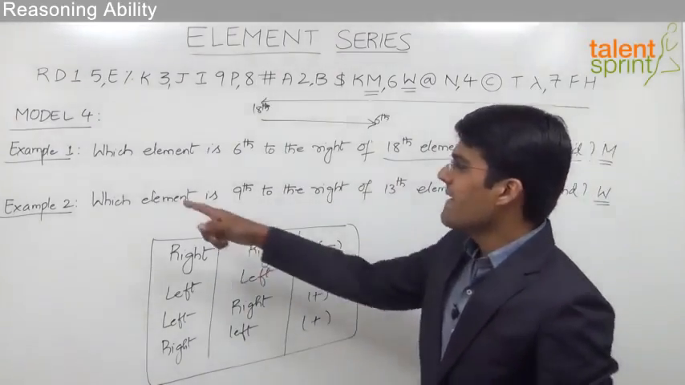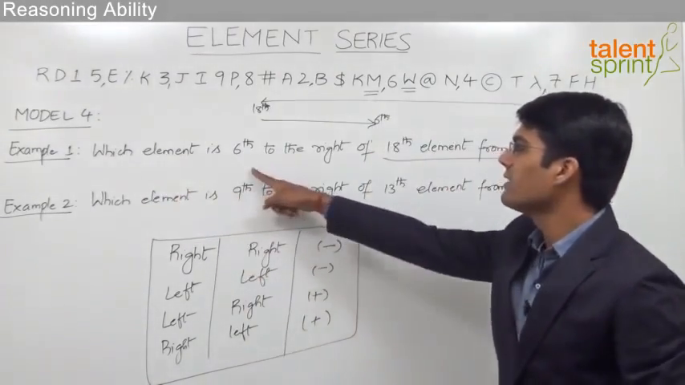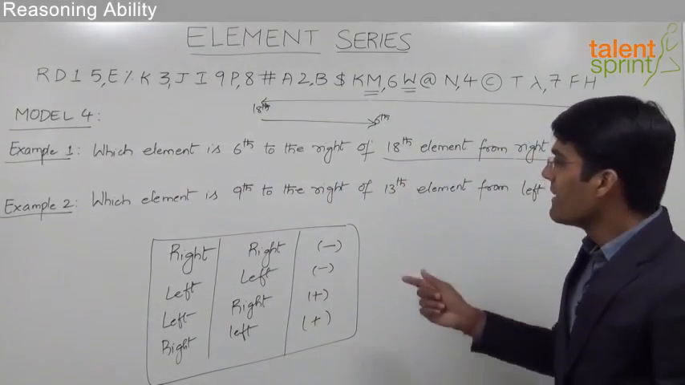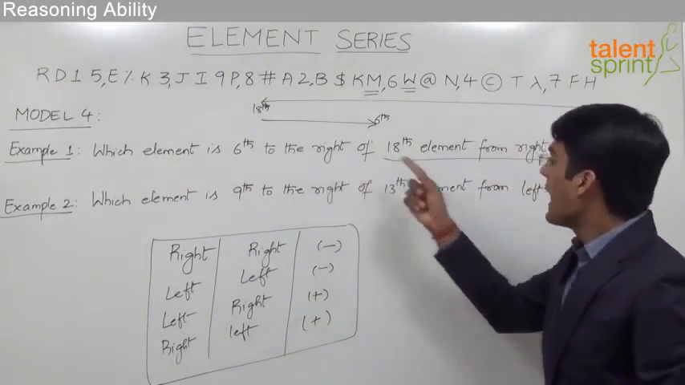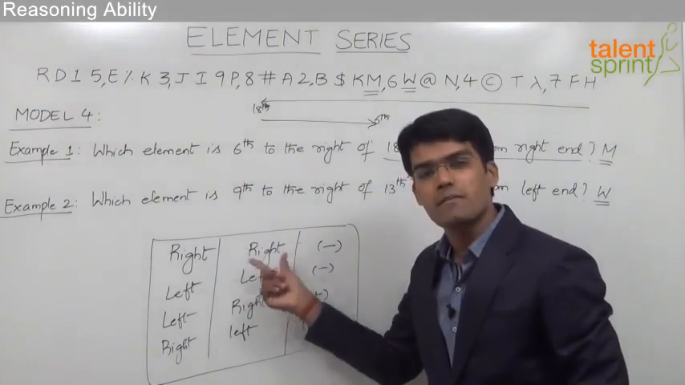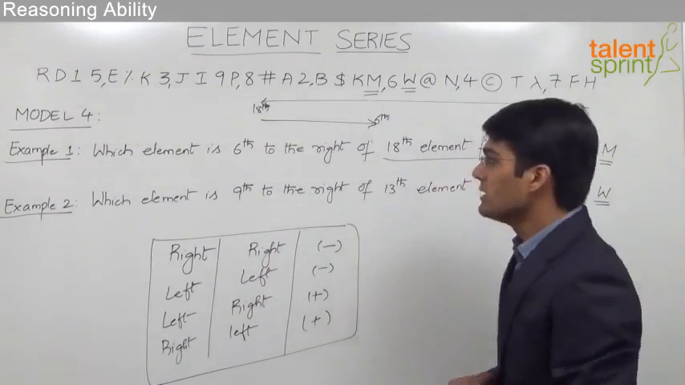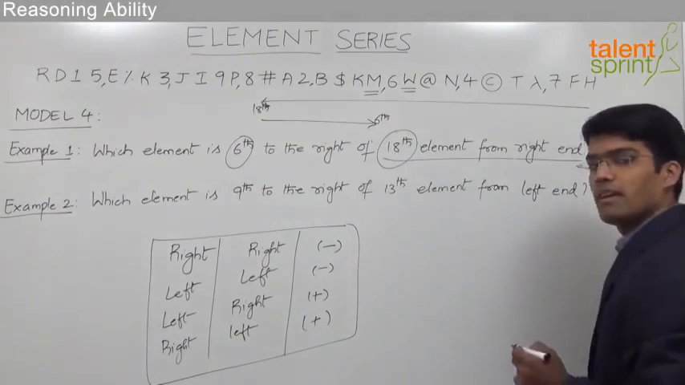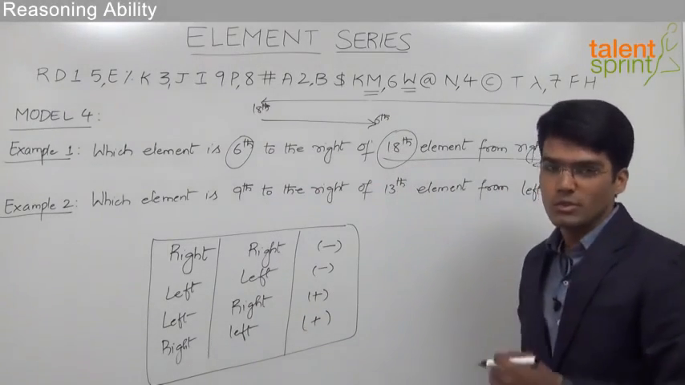Now let us use this in solving example 1. The question says: which element is 6th to the right of 18th element from the right end? So here we are looking at the right direction and from the right end. So the positions have to be subtracted, or the difference of the positions should be taken. The two positions given in the question are 6th and 18th. The difference of these two positions is 12.